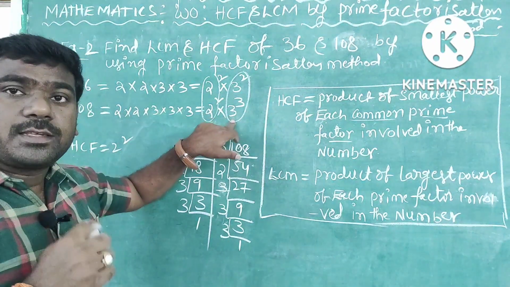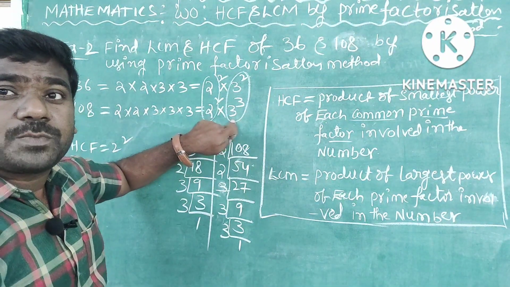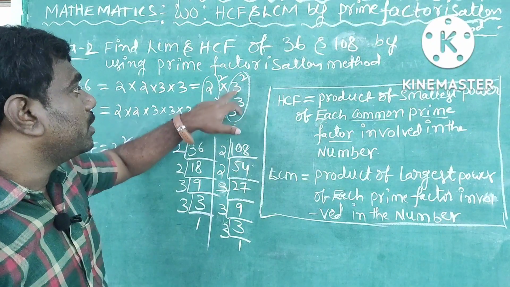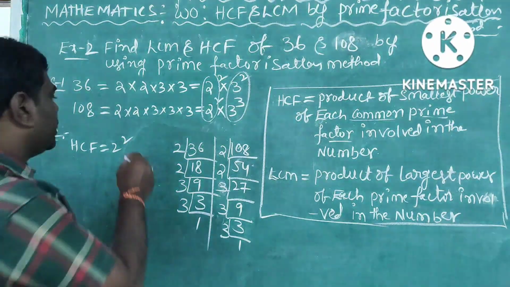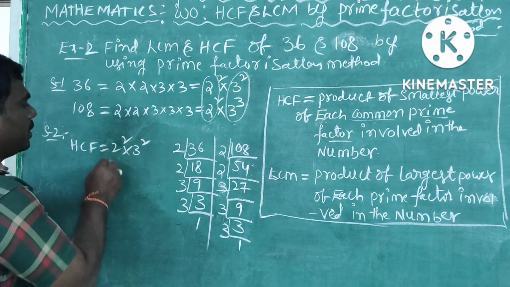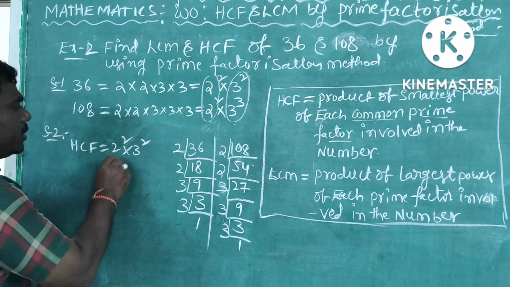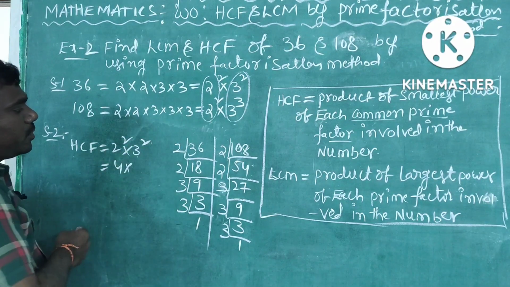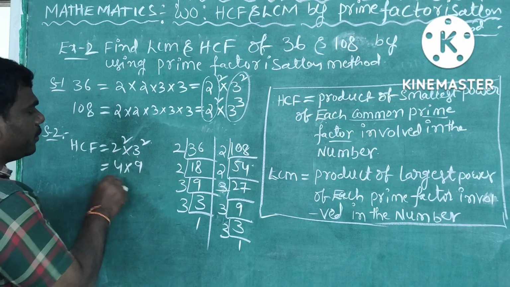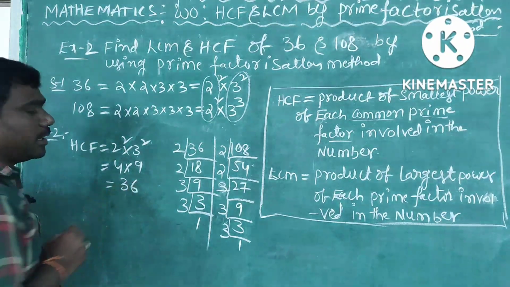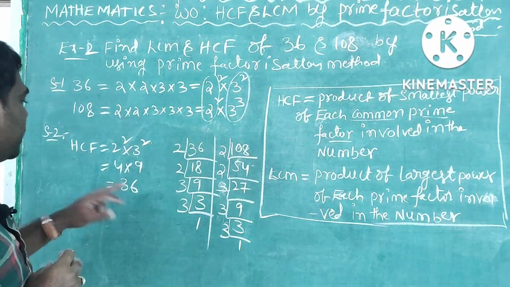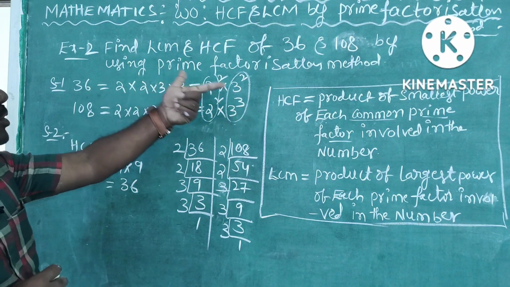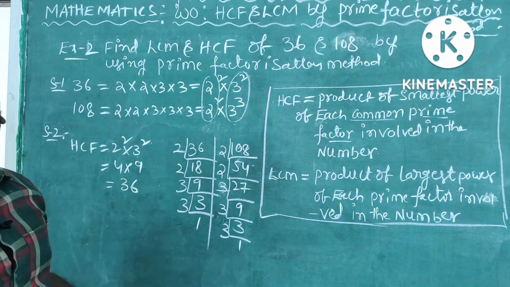Another common factor is 3. In this, what is the smallest power? That is 2, so take 3 square. Now simplify it. 2 square is 4, 3 square is equal to 9. 9 4s are 36. This is the HCF of the given two numbers 36 and 108.